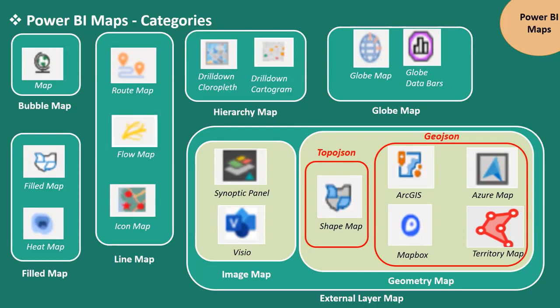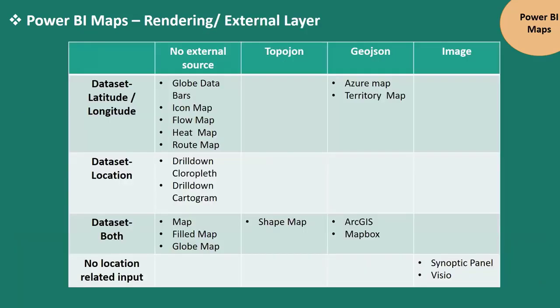So here, just a summary. On the left, we have the data set where we have a pair of coordinates, or we have location, or we can have both. And then we have what external type of source we can import. So most maps, we cannot import any type of TopoJSON or GeoJSON. We can import the TopoJSON in shape map, but the GeoJSON is Azure map, territory map, ArcGIS, and then we can use images in Synoptic panel and Visio.